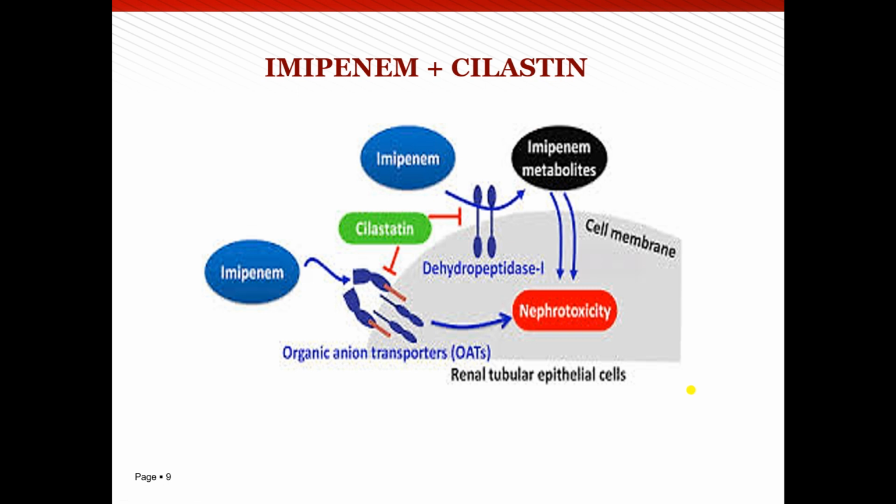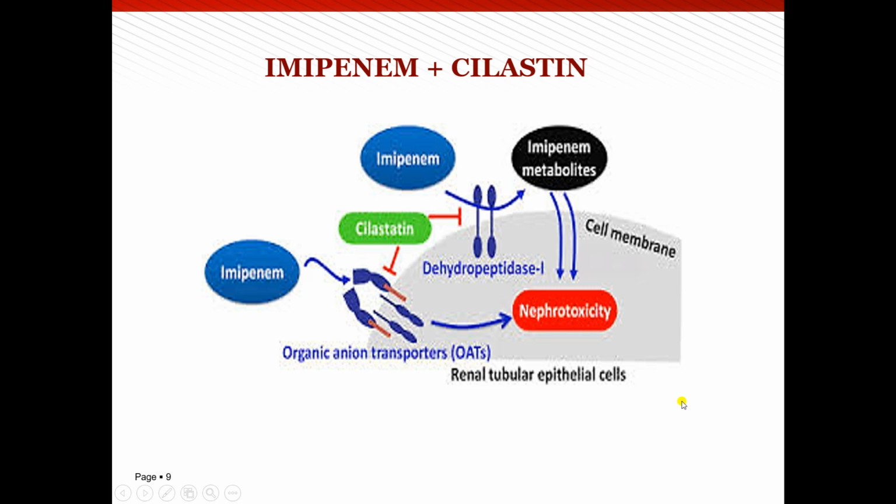In a diagrammatic way, here you can see that imipenem is reaching the renal tubular cell and it is excreted by the organic anion transporters. The metabolites of imipenem are also getting concentrated in the kidney and produce nephrotoxicity as a very serious side effect. Cilastatin is a molecule which inhibits the dihydropeptidase enzyme located in the kidney. So the production of imipenem metabolites is inhibited, and the nephrotoxicity can be prevented.